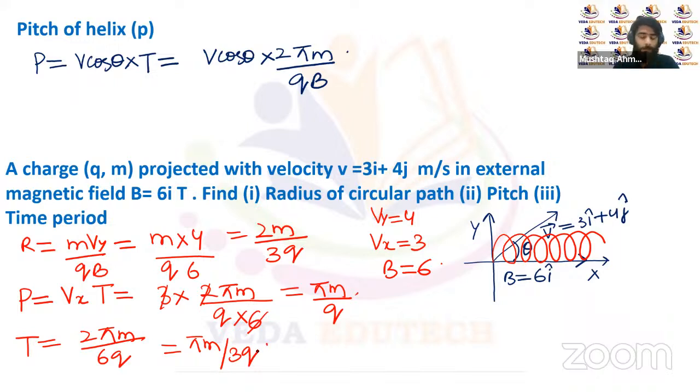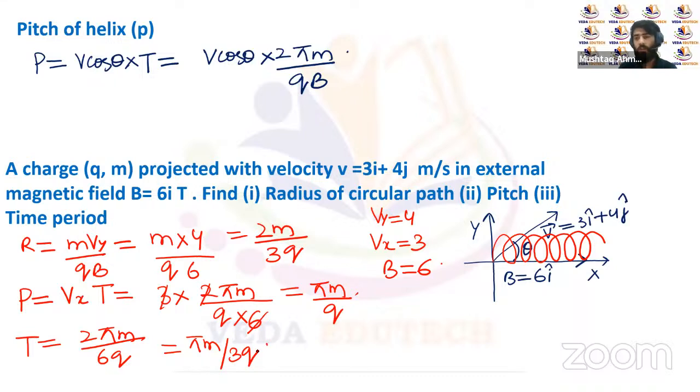So the conclusion is that when there is an external uniform magnetic field, there are three possible paths for a charged particle. The first is a straight line path, in the case when the angle between the velocity vector and magnetic field vector is either 0 degree or 180 degree. The second is a circular path, in the case that the angle between the velocity vector and the magnetic field vector is 90 degree. The third case is that if the angle between the velocity vector and magnetic field vector is acute or obtuse, the particle will move in a helical path, or we can say the trajectory of that particle will be a helix.